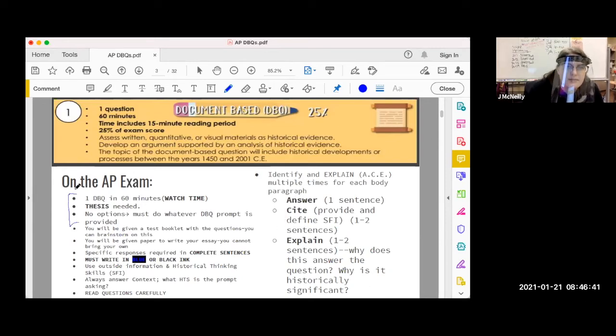All right, now on this slide, everything that you see here we've covered before with SAQs and LEQs, except for these 3 bullet points. These are the new things. Number 1, the DBQ is in 60 minutes. You need to watch your time because 15 of those minutes are for proofreading.